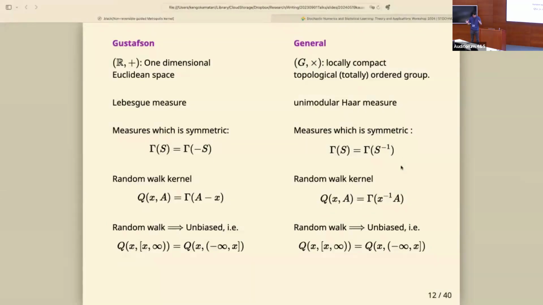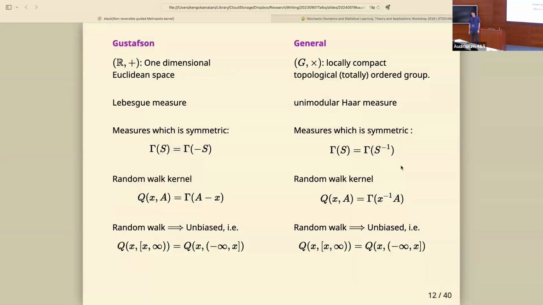R^d is the general space, and first we consider a small scenario, and in this case we consider, for example, R plus, the positive real numbers. There's a group structure, so we can easily define the inverse of our set. Yes, so for a general group, it will reduce to the Gustafson construction if I use R plus. Yes.